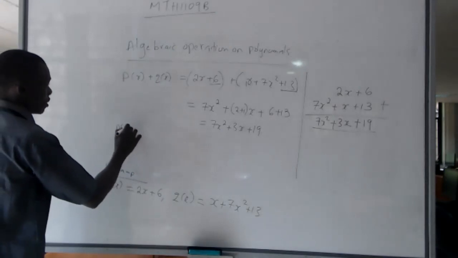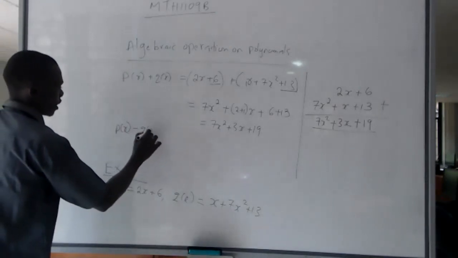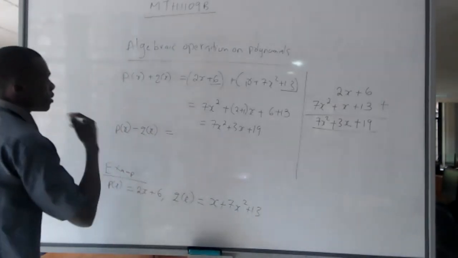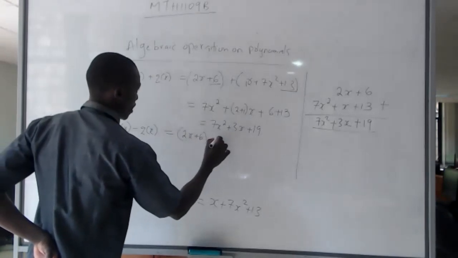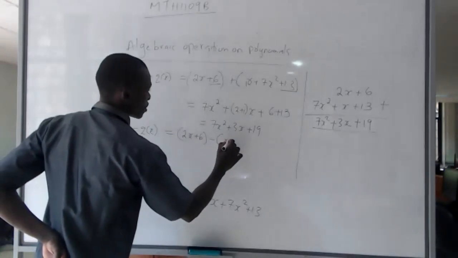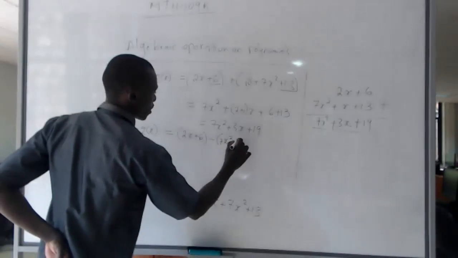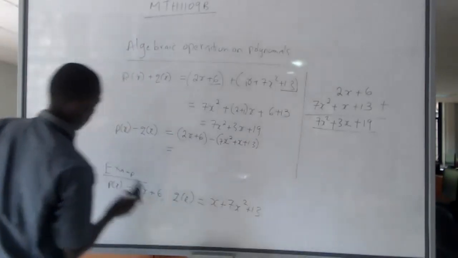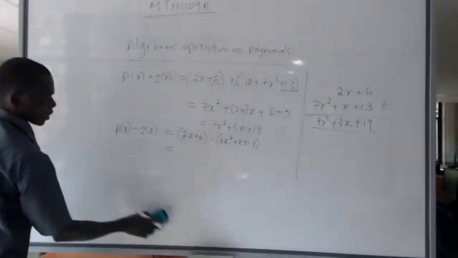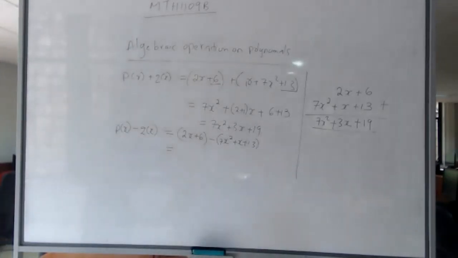Similarly, px minus qx, you will do 2x plus 6 minus 7x squared plus x plus 13. Of course, excuse me, isn't it supposed to be 3x, not x, like 7x squared plus 3x plus 13, oh, plus 9? Oh yeah, sorry, you're right.